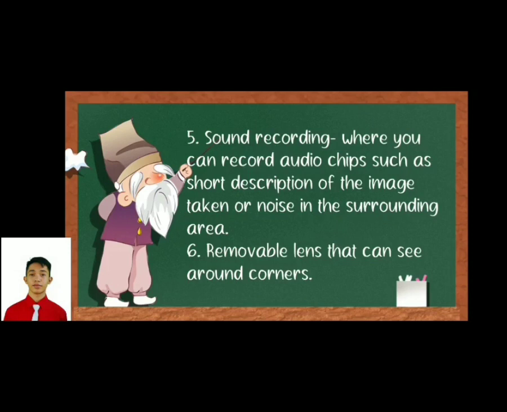Sixth and the last one. Removable lens that can be seen around corners. Removable lens that can be seen around corners is a specialized type of lens designed to capture images from angles not directly visible.